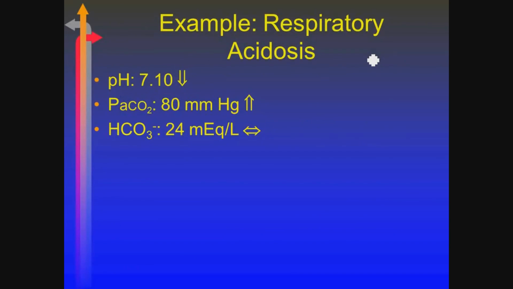Here is the situation when she first comes into the ER, what we end up seeing. We have an acidosis. Who's causing the acidosis? It's a respiratory. Why? Because the CO2 is increased above normal range. What about the bicarb? It's a normal bicarb, isn't it? So we would call this an uncompensated respiratory acidosis. Why? Because the kidneys haven't attempted to kick in. There hasn't been time.